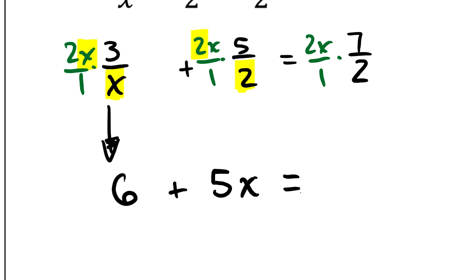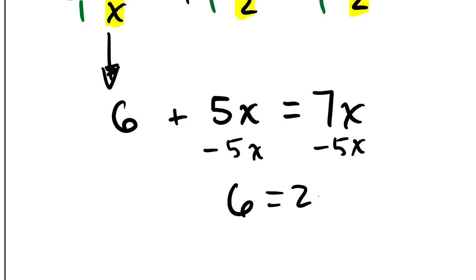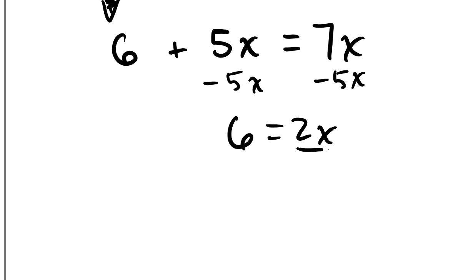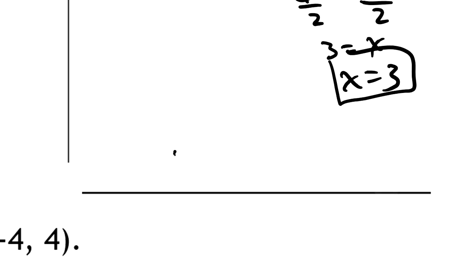And then finally, the other side, you can see that there is a factor of 2 over 2. So I'm left with 7x. So this is a pretty straightforward equation to solve. I'm going to take away 5x from each side. And when I do that, I end up getting that 6 is 2x, and if I divide both sides by 2, I end up getting that x is 3. So x is 3 is my solution. I'll make sure I write it down here as well.